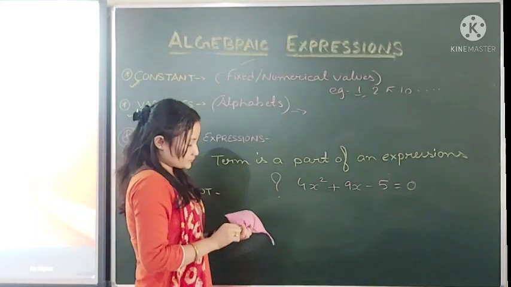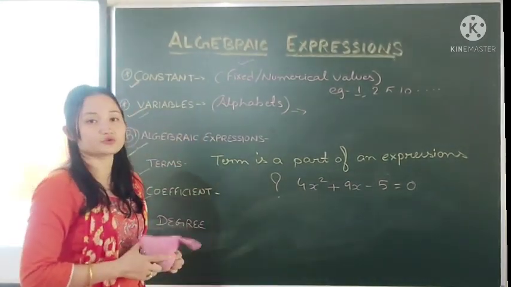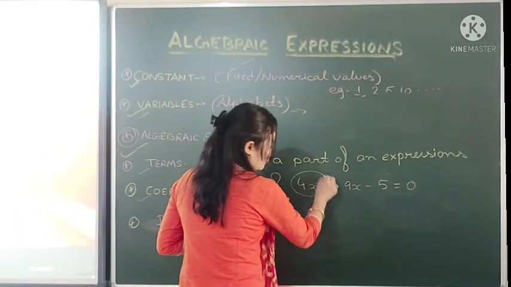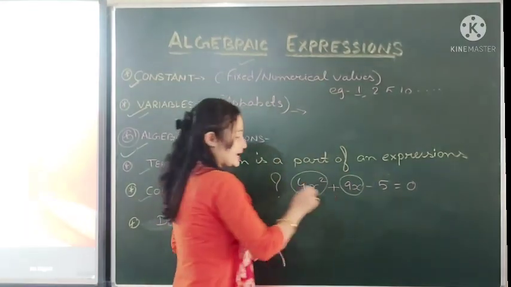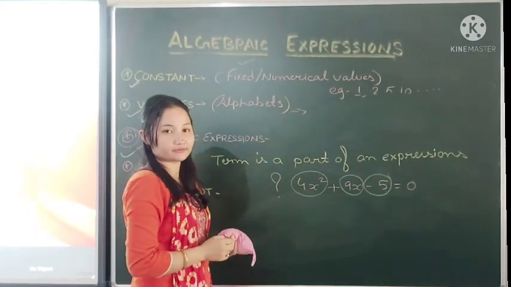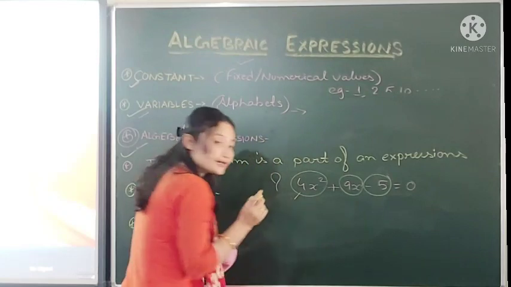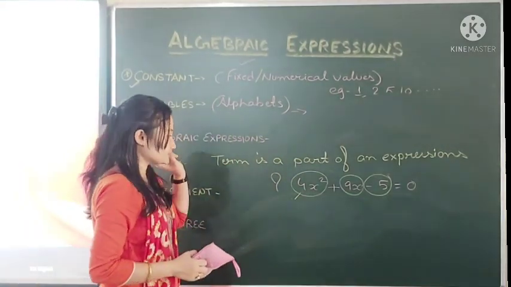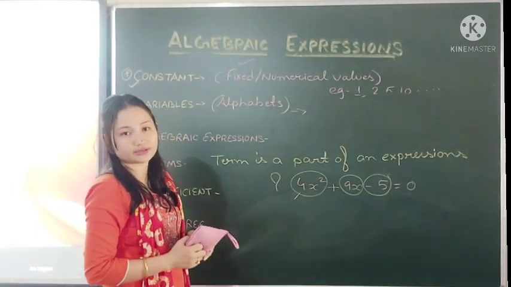Let's find out. In this expression, 4x square plus 9x minus 5, we have 3 terms in total. The first term is 4x square, the second term is 9x, and the third term is minus 5. Don't write this 4 as a first term individually. If you get a constant and a variable together in any term, you have to carry both the constant and the variable.